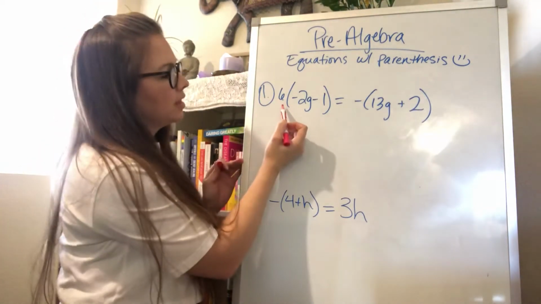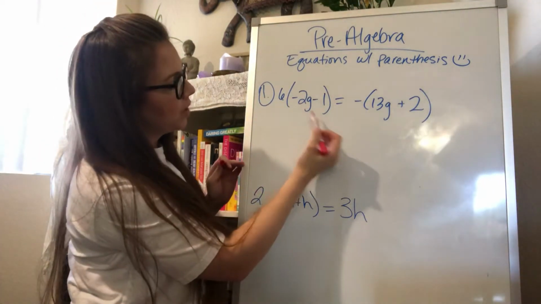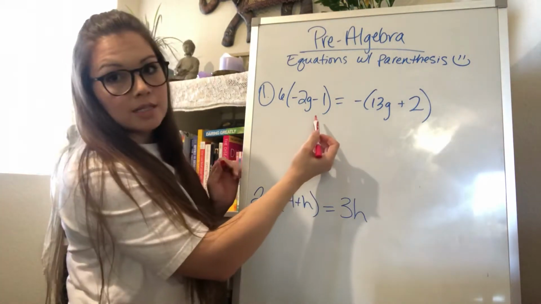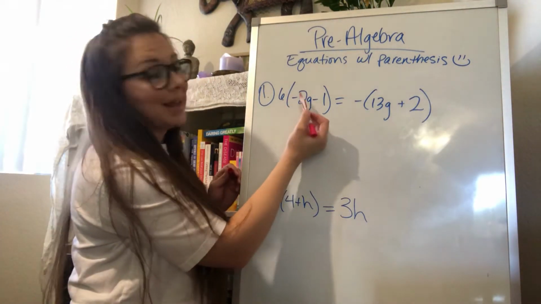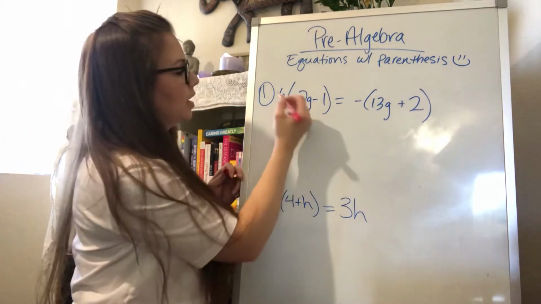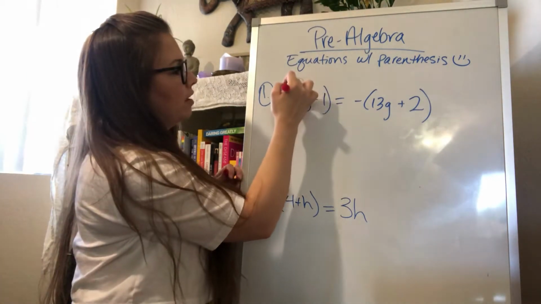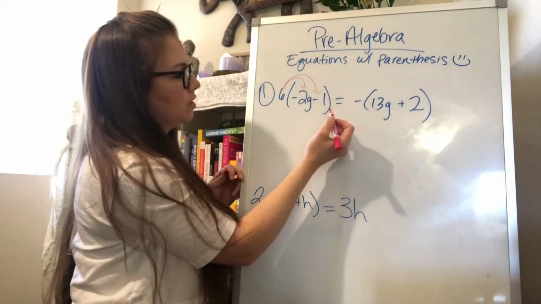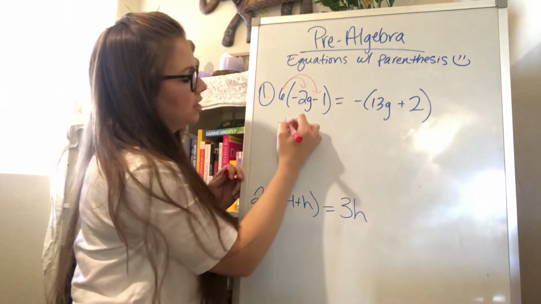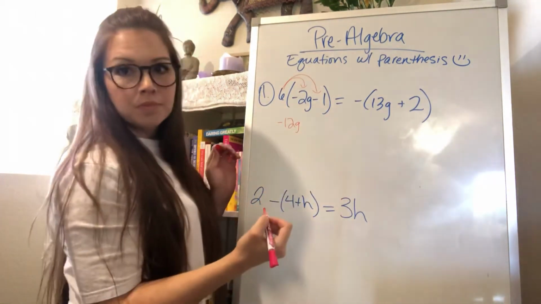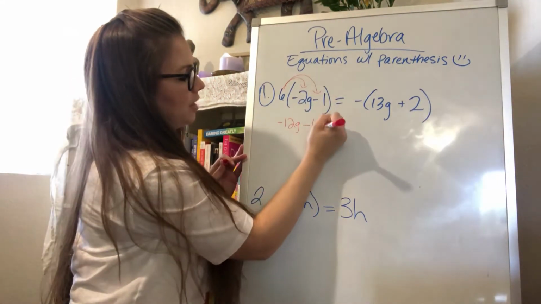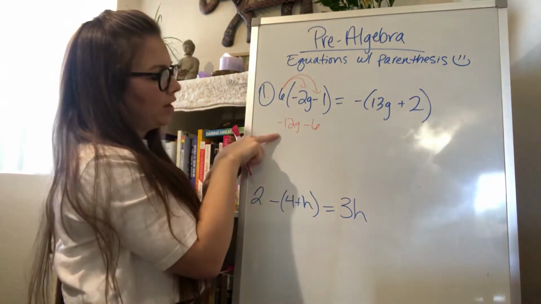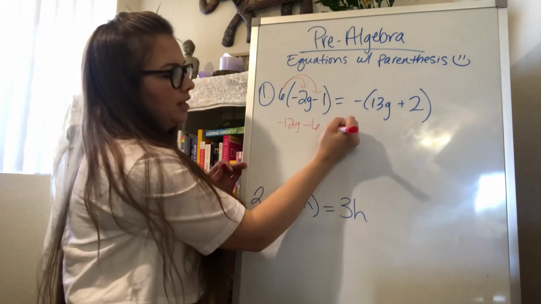So here we have 6 on the outside of the parentheses. We have negative 2g minus 1 on the inside. So this 6 has to multiply times negative 2g and times negative 1. Okay, so we have to distribute that to both of those numbers. So 6 times negative 2g is negative 12g. Okay, 6 times negative 1 is negative 6. So now we have negative 12g minus 6 for that side.